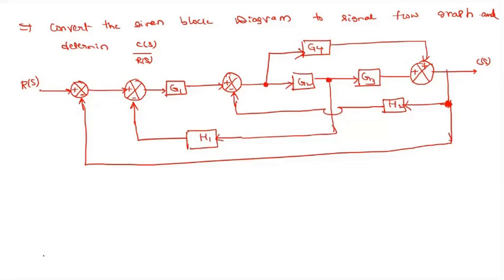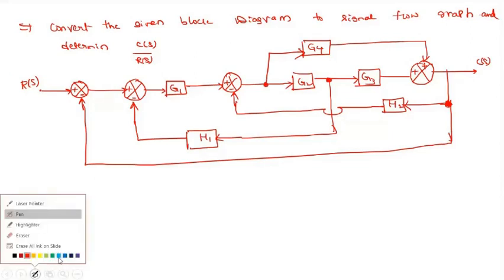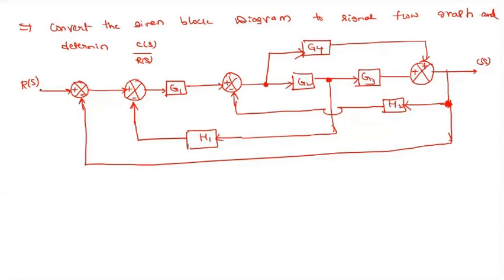So this is the node. Let me assume the nodes. How many nodes do we have? The input side we can consider node 1. Summing point, node 2. This summing point is node 3. This is 4. Here there is a branch point, that's why I consider 5. Here also a branch point, 6. Here one summing point, 7. Here one branch point, 8. And the output I can consider 9. Here also one branch point is considered 10. So like this you need to consider.